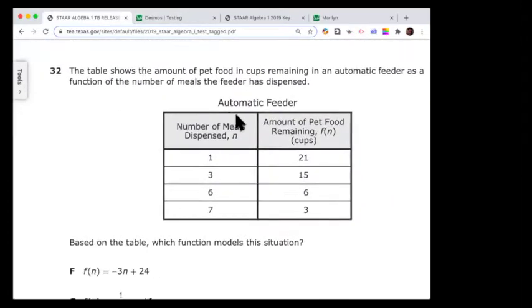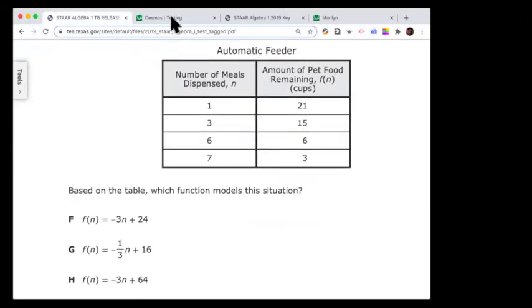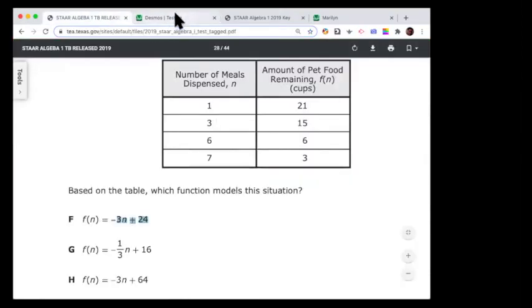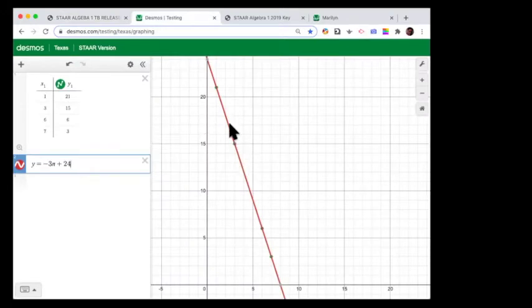That was question 32. So function of n equals -3n plus 24, and I don't like function of n. I would like my students to use y equals, and make sure that you have that copied correctly. -3n plus 24 is the first one, and note that it goes right through those points.